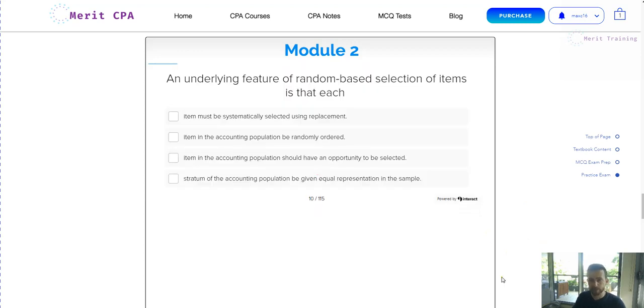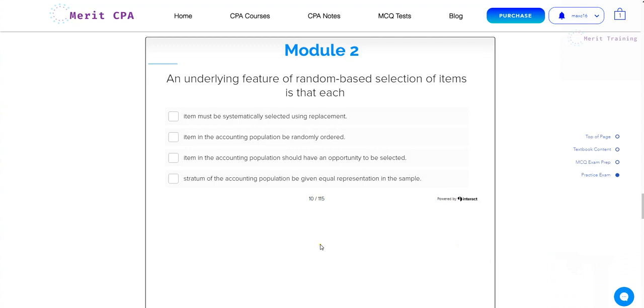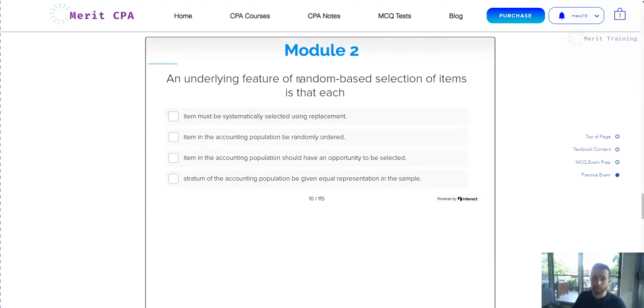So an underlying feature of random-based selection of items is that: A, items must be systematically selected using replacement. B, an item in the accounting population must be randomly ordered. C, an item in the accounting population should have an opportunity to be selected. And D, the strata of the accounting population to be given equal representation in the sample. Okay, for this question, I would recommend just doing a Control F of random or random-based in the notes.